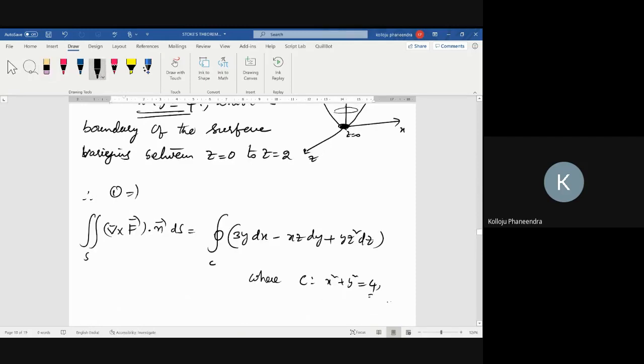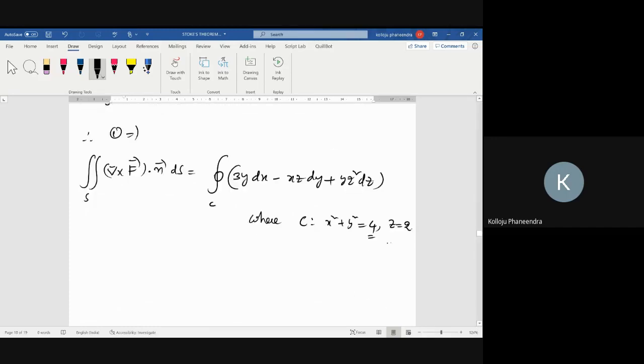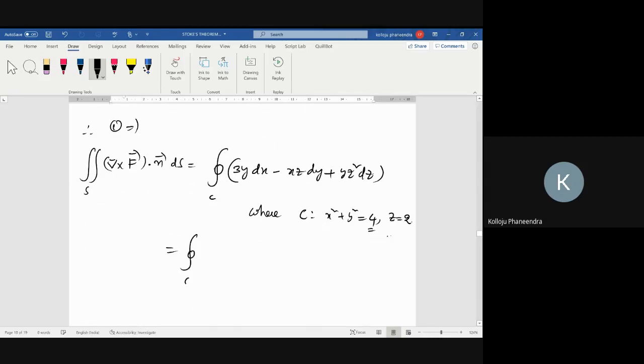Since we have taken z equal to 2, what does this become? Circulation over C, 3y dx, xz, substitute z value 2 here. We have to eliminate the z value. Plus 4y, and what is dz equal to? Since z equal to 2, dz equals 0. So you will get 0 here.